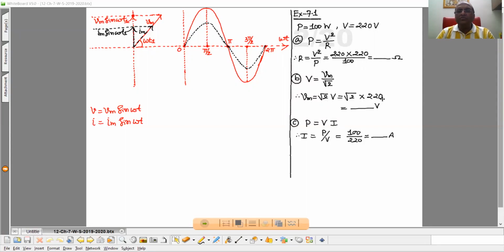So root 2 into 220. Then C, the RMS current. So P equal to VI. So I is P by V, 100 by 220, and solve it, you will get the current.